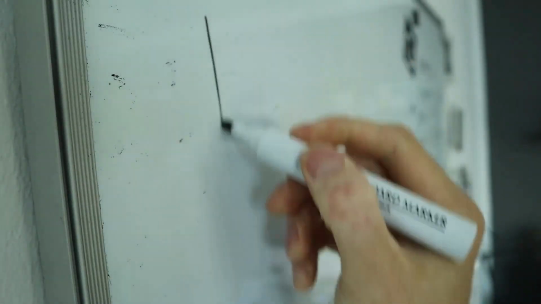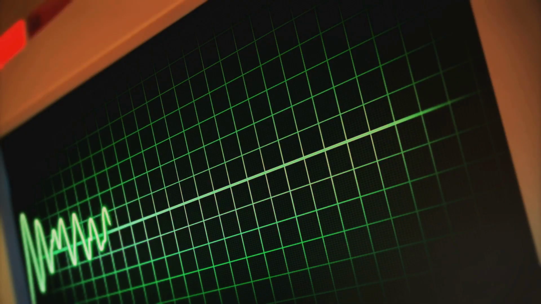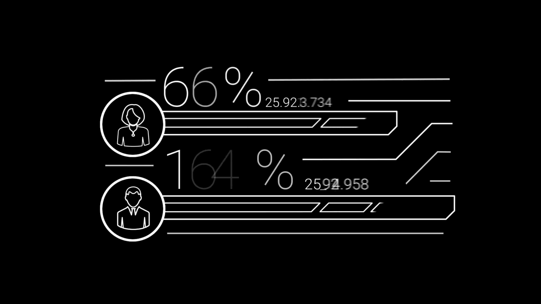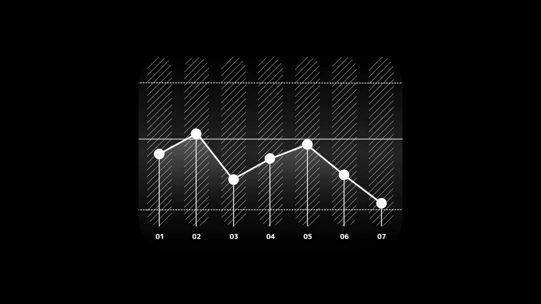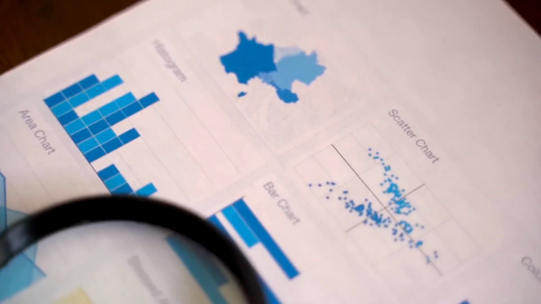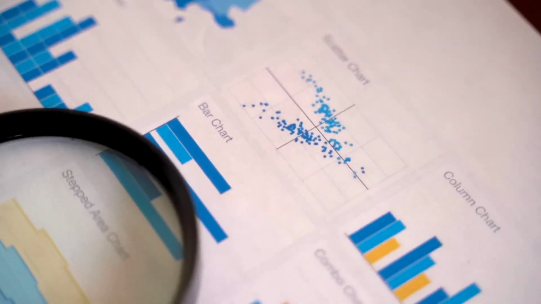The basic idea is simple. We look for patterns in data. Do high values of one variable tend to occur with high values of another, or do they occur with low values? Answering these questions helps us understand how variables are connected.